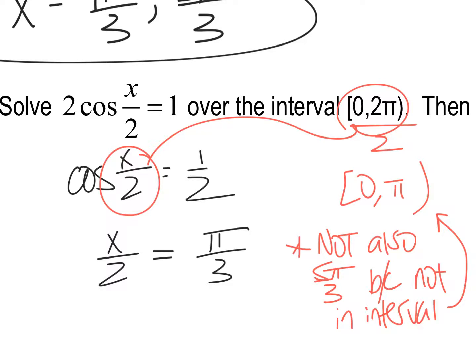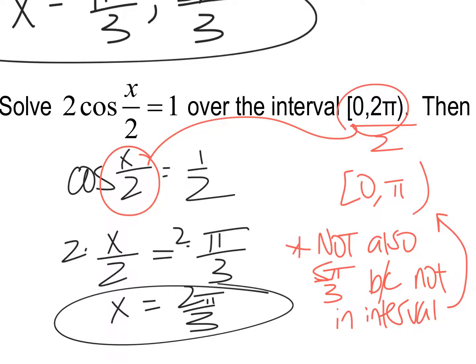And now I have x over 2 here, but I want to get x by itself, so all I'm going to do is multiply both sides by 2. So that gives me x equals 2 pi over 3 is my one and only answer.